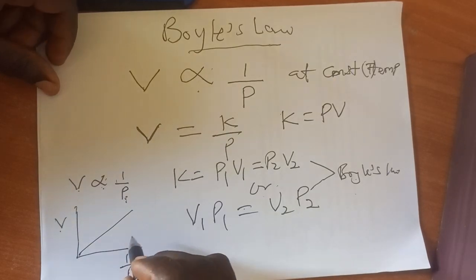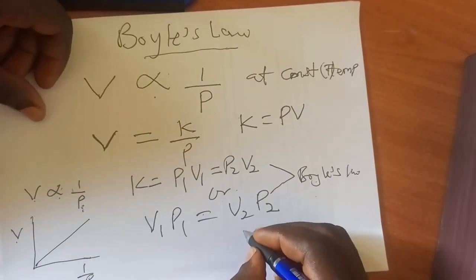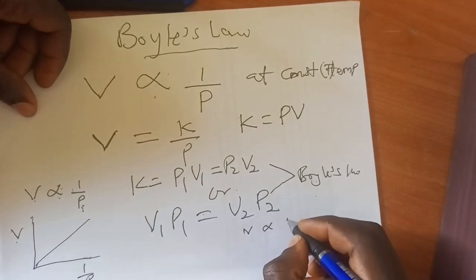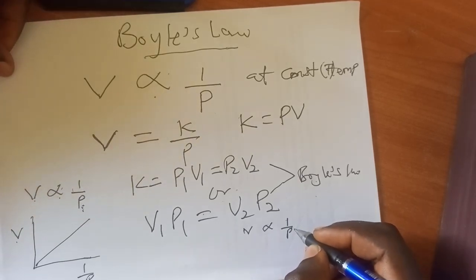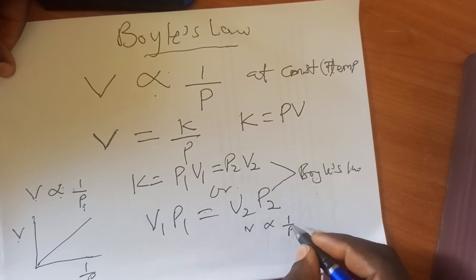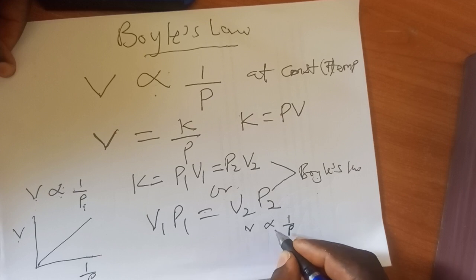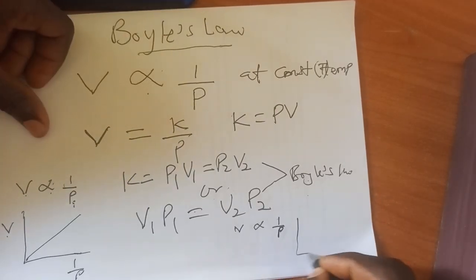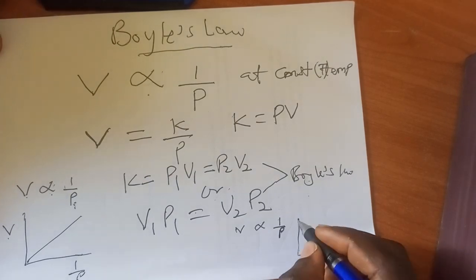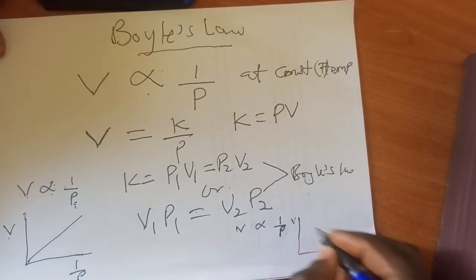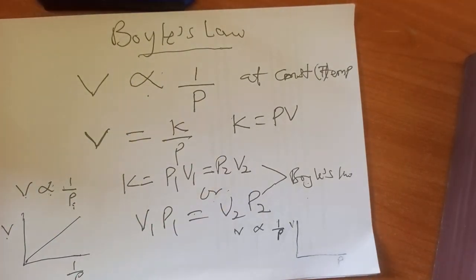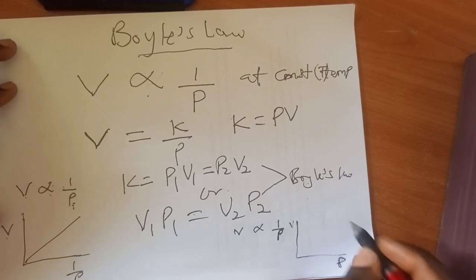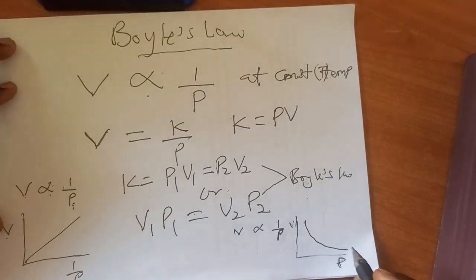But if you are interested in saying that V is inversely proportional to P, please understand, this mathematical expression is the same thing as V is directly proportional to 1 over P. I hope you understand what I mean. So if you are using V inversely proportional to P, then you are plotting a graph of V against P. In this case you shall have a graph that goes this way, which defines Boyle's law.